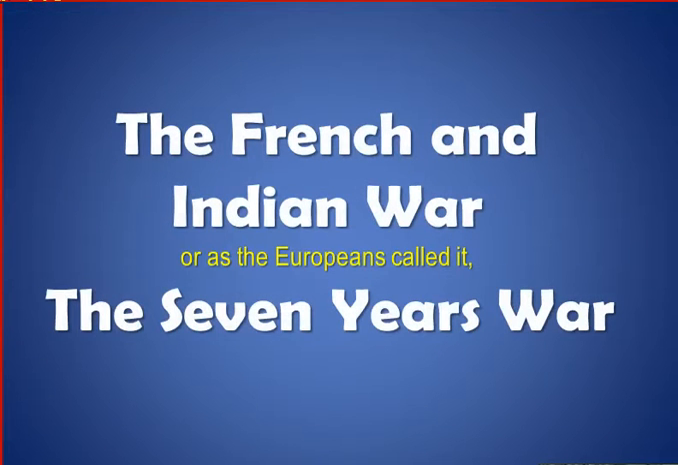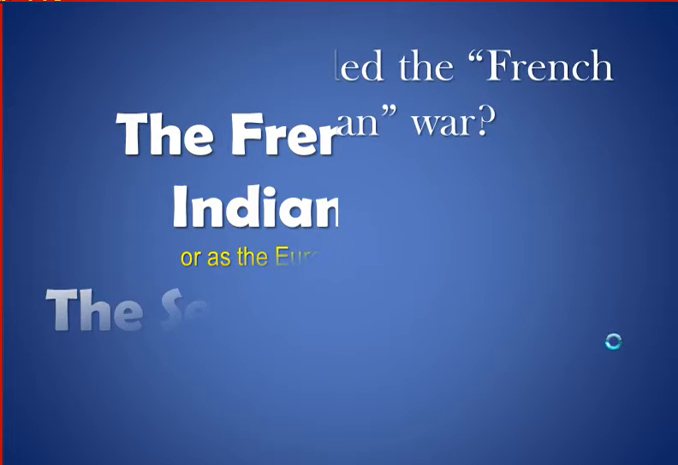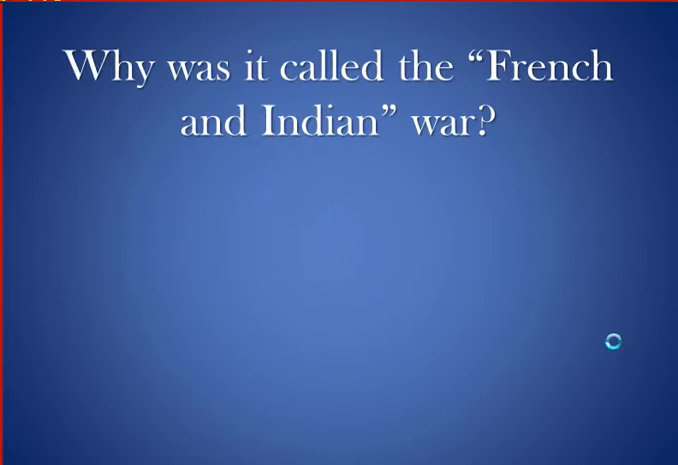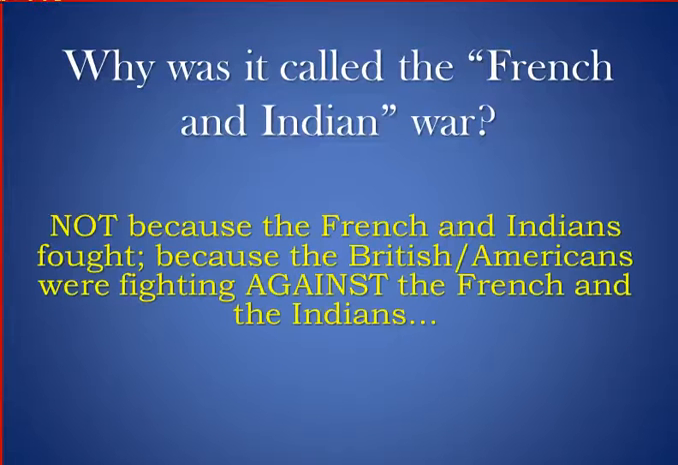It's going to lead to the French and Indian War, or as the Europeans called it, the Seven Years' War. It's the same thing: French and Indian War in the Americas, Seven Years' War in Europe. Why was it called the French and Indian War? Not because the French and Indians fought each other, but because the British and the American colonists were fighting against the French and the Indians. So the French and the Indians are on one side of the war, and the British and the American colonists are on the other side.